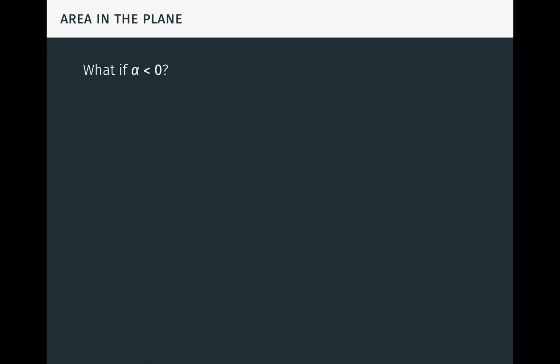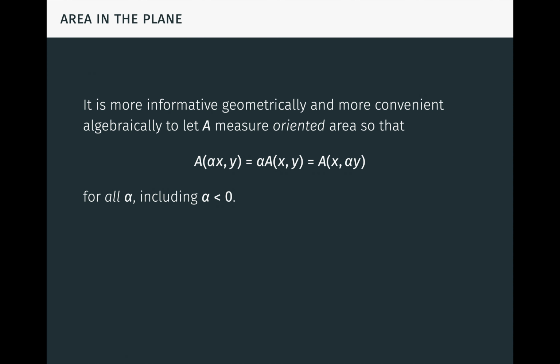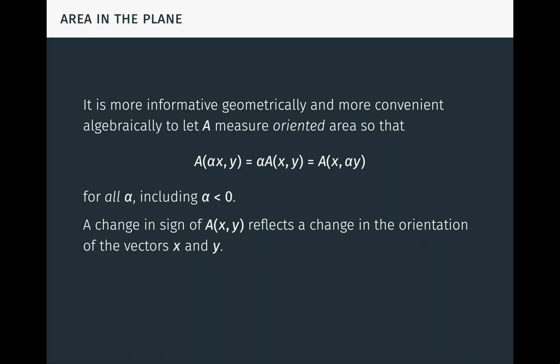What if alpha is negative? Technically, then the area determined by alpha x and y is the absolute value of alpha times the area determined by x and y. Notice here alpha x is oriented to the other side of y than x. It's more informative geometrically and more convenient algebraically to let A measure oriented or signed area, so that A(alpha x, y) equals alpha A(x,y) equals A(x, alpha y) for all alpha, including when alpha is negative. A change in sign of A(x,y) reflects a change in the orientation of the vectors x and y. Of course, we don't lose anything when we do this. Ordinary area just becomes the absolute value of A(x,y).